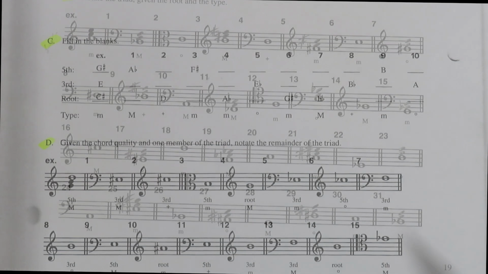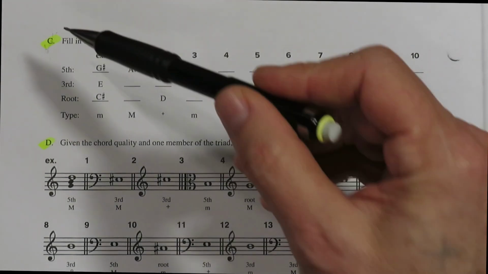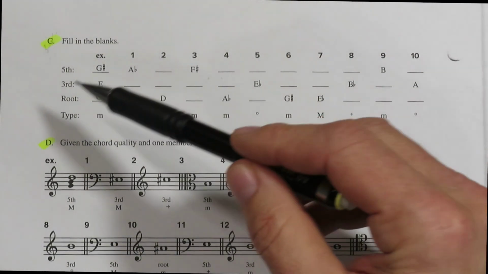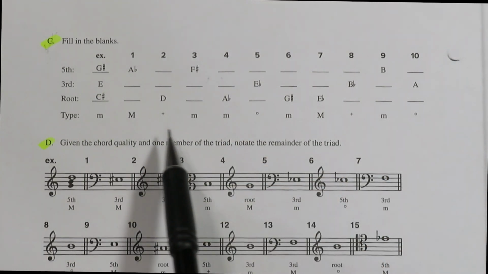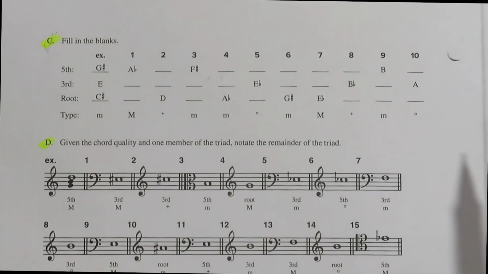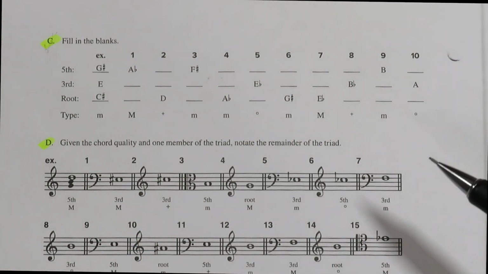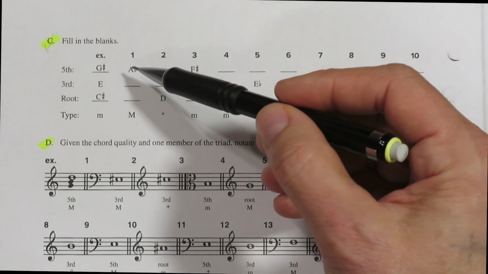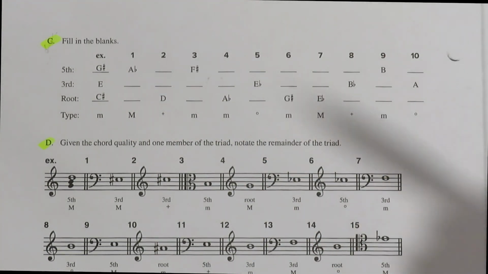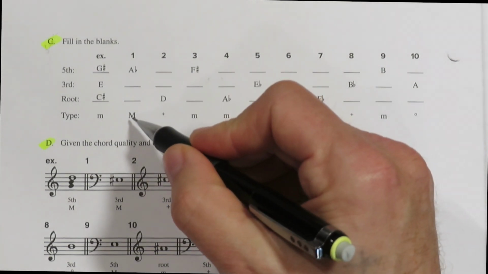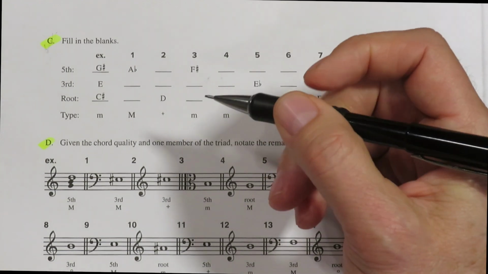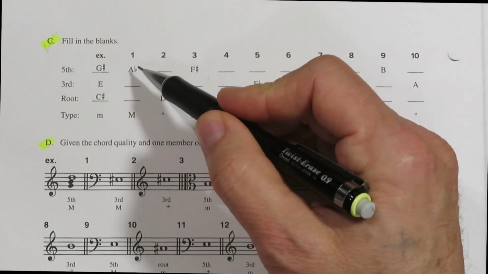Okay, so here we are in part C. And we're to fill in the blanks. We have the type of chord, major, minor, diminished, augmented. We have the root, the third, and the fifth. And sometimes we're given the fifth, sometimes the root, other times the third. So we just have to fill in the blanks. Okay. So here we go. Number 1, we have a major triad. Okay. And the fifth of it is an A flat.